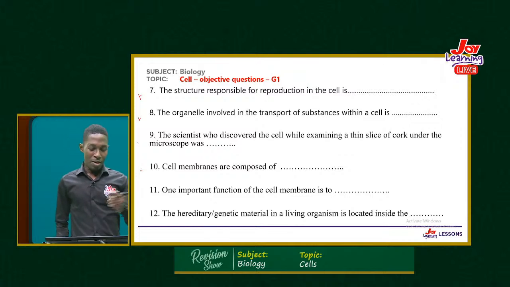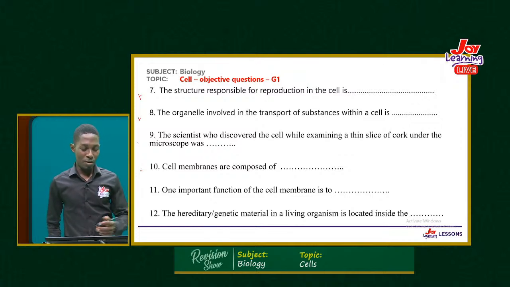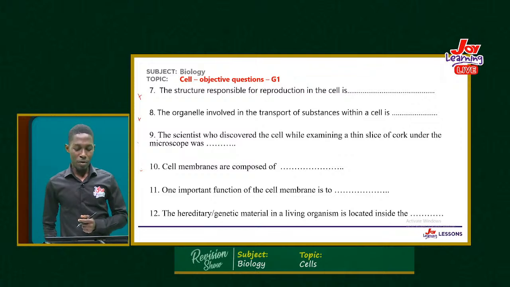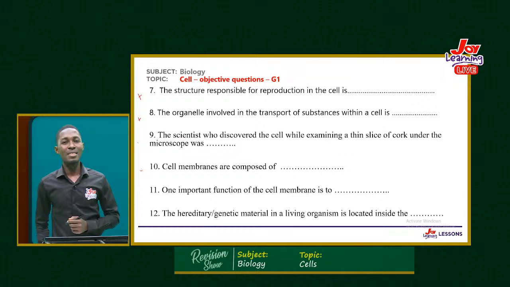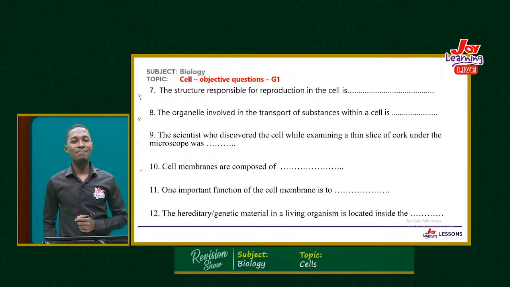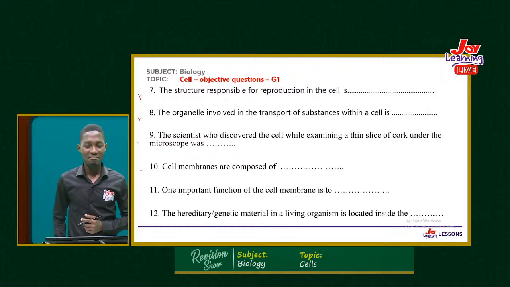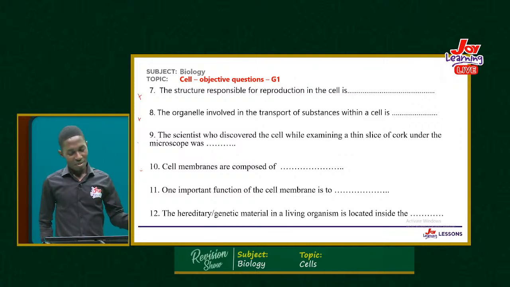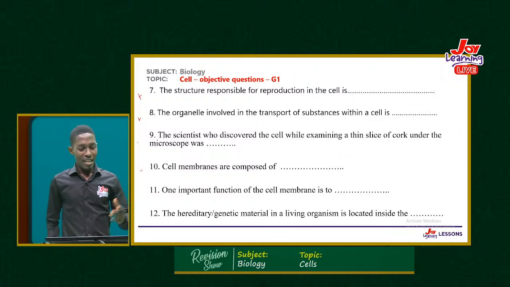Okay. Your colleague got some of his answers wrong. The first one was correct. The structure responsible for reproduction is the nucleus. Now, the organelle involved in transport of substance within a cell is what? The smooth endoplasmic reticulum and then the rough endoplasmic reticulum. Correct. That's ER. Now, question 9.